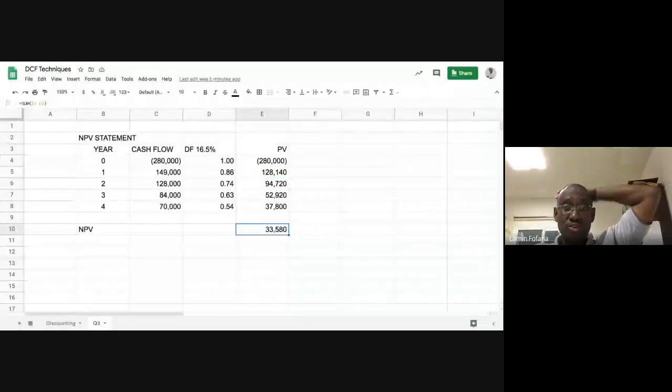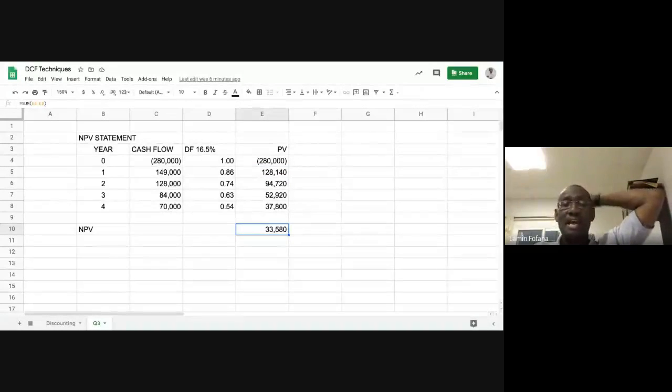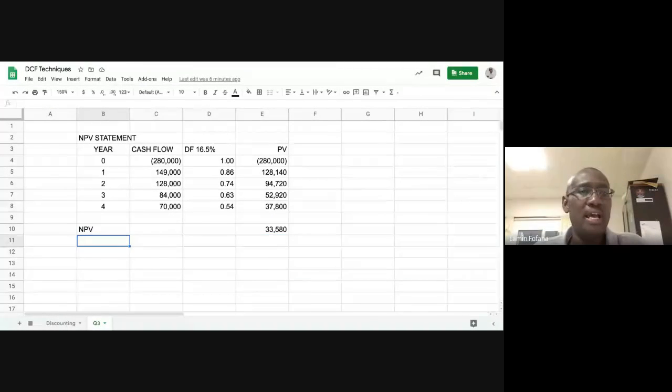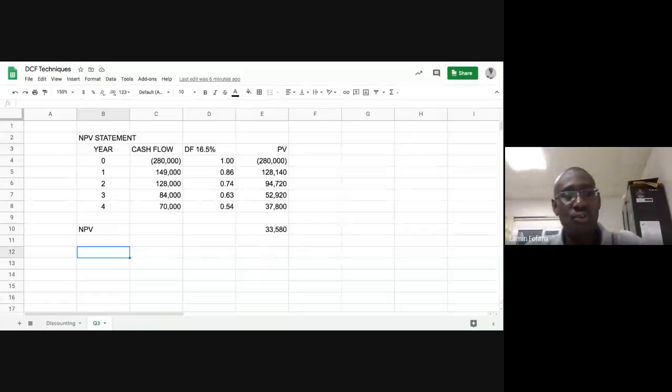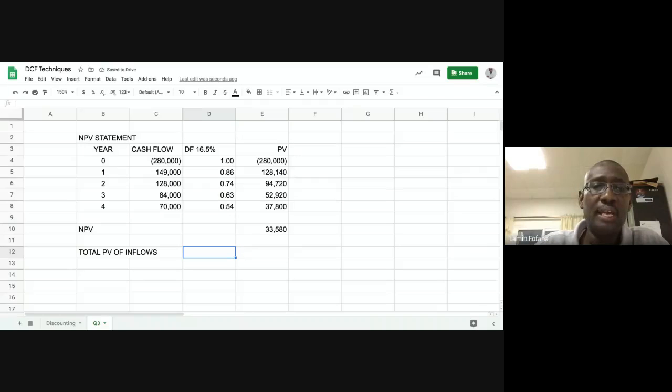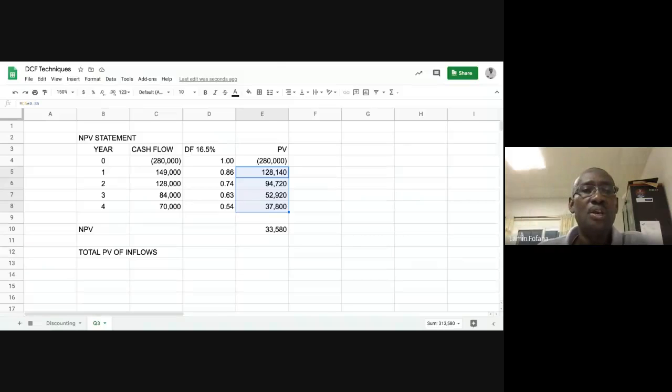Right. So when you look at this, I automated this using Excel, so that's why it automatically came to this answer. But if you are using a calculator, you should say total PV, meaning present value, of inflows. So let's do the total here. These are the inflows. The positive cash flows are all inflows, so from year 1 up to year 4 are all inflows.